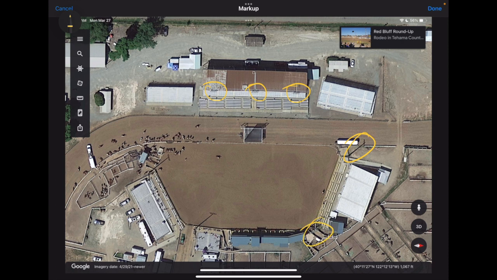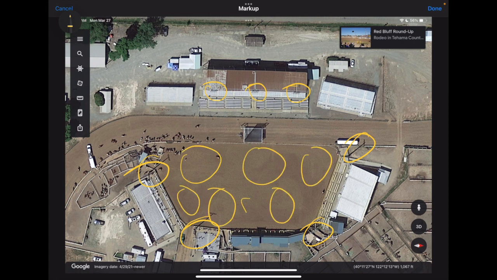There's one in this corner, one in this corner, and one in this corner. It's just not enough. You get kind of these areas here that have more light than others. You do get a fair bit of light out right here in front of the bucking chutes because you're very close to the 2 lights from behind.